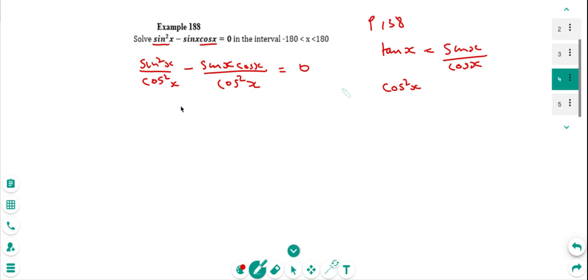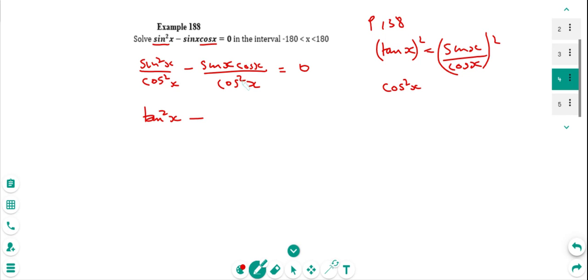The sine squared x over cos squared x will actually turn into tan squared x using our identity, because it still holds. If we were to square both sides of this, it would still be true. So in fact, sine squared x over cos squared x is equal to tan squared x.